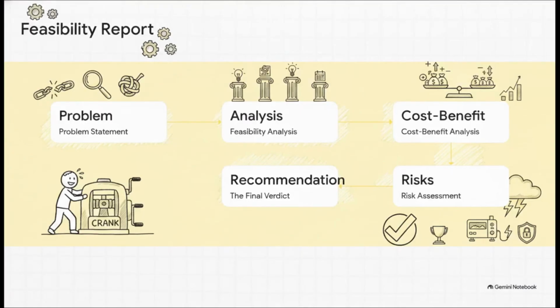So you take all those cleared checkboxes, technical, economic, operational, schedule, legal, and build the actual report. This is the anatomy of the final document. It kicks off with the problem statement, vividly showing the pain of the old system. Then it walks through the feasibility analysis, breaks down that cost-benefit and risk assessment, like maybe budgeting a backup generator for power failures, and finally hits them with the formal recommendation.